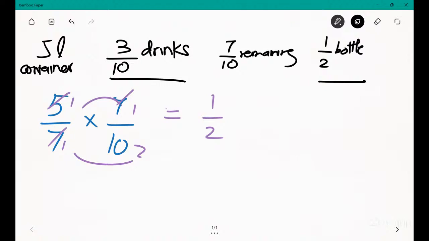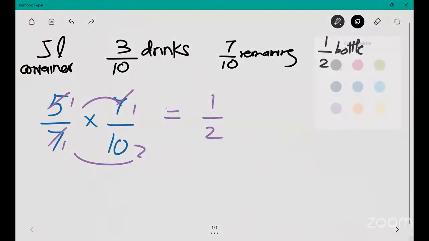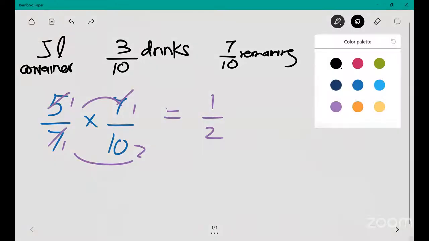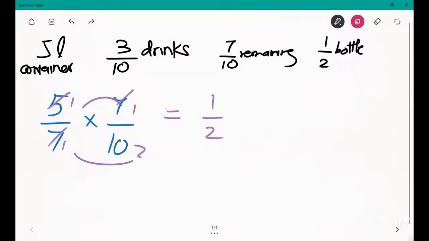So what we have to do is add the used amount. The used amount was the drinks and the bottle, and again subtract it from the whole. So we'll first find the whole amount that was taken out of the container. So then that's going to be 3 over 10 plus half.